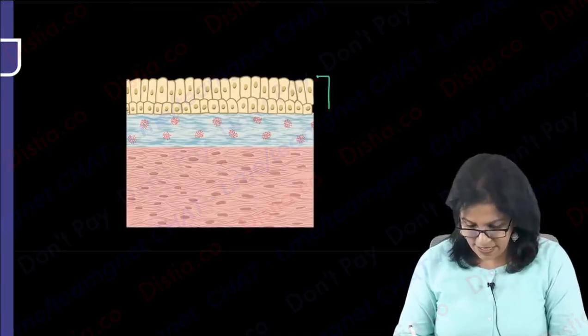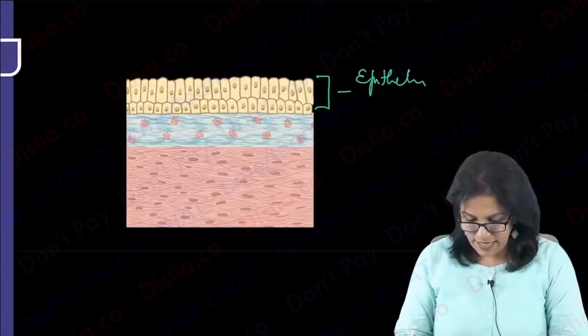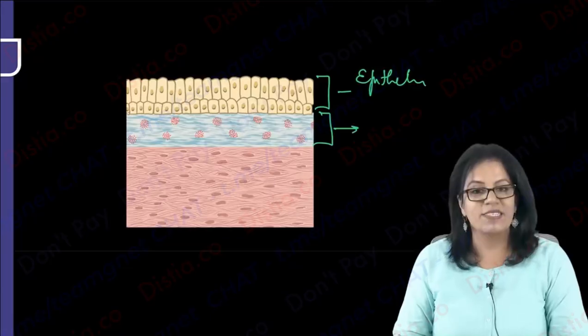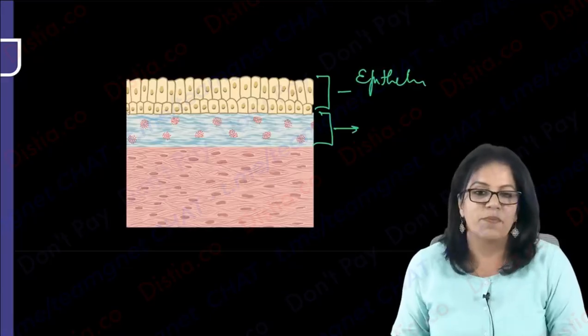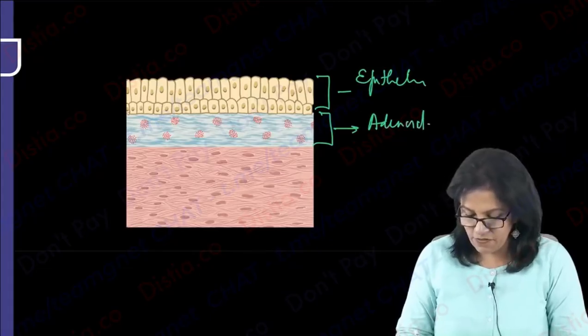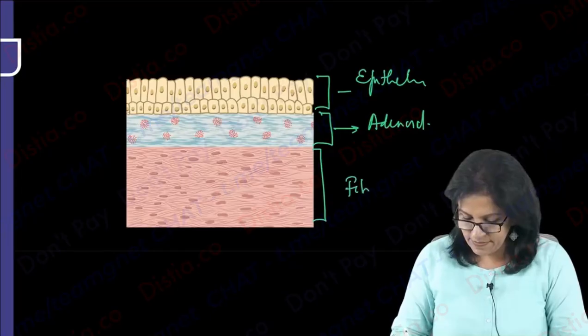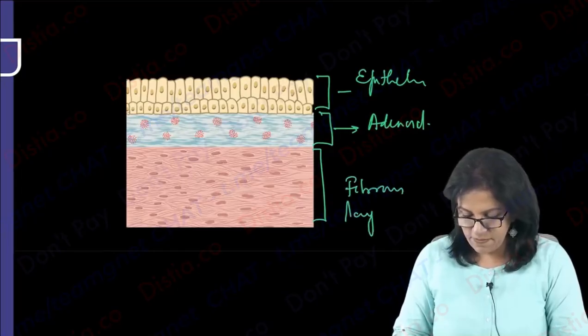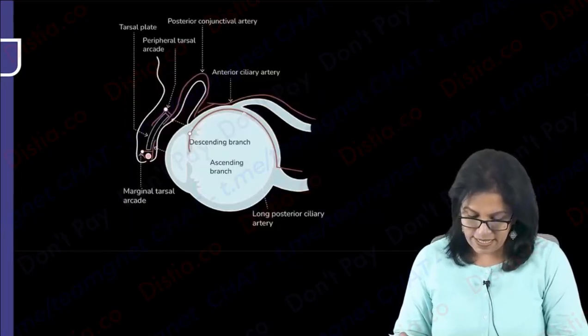See, this is your epithelium. If you look at the histological picture, this becomes your epithelium. This is the superficial loose layer, that is your substantia propria or adenoid layer. And the rest of the stroma is what is called the fibrous layer. Simple. Done? Okay, come to the next one.